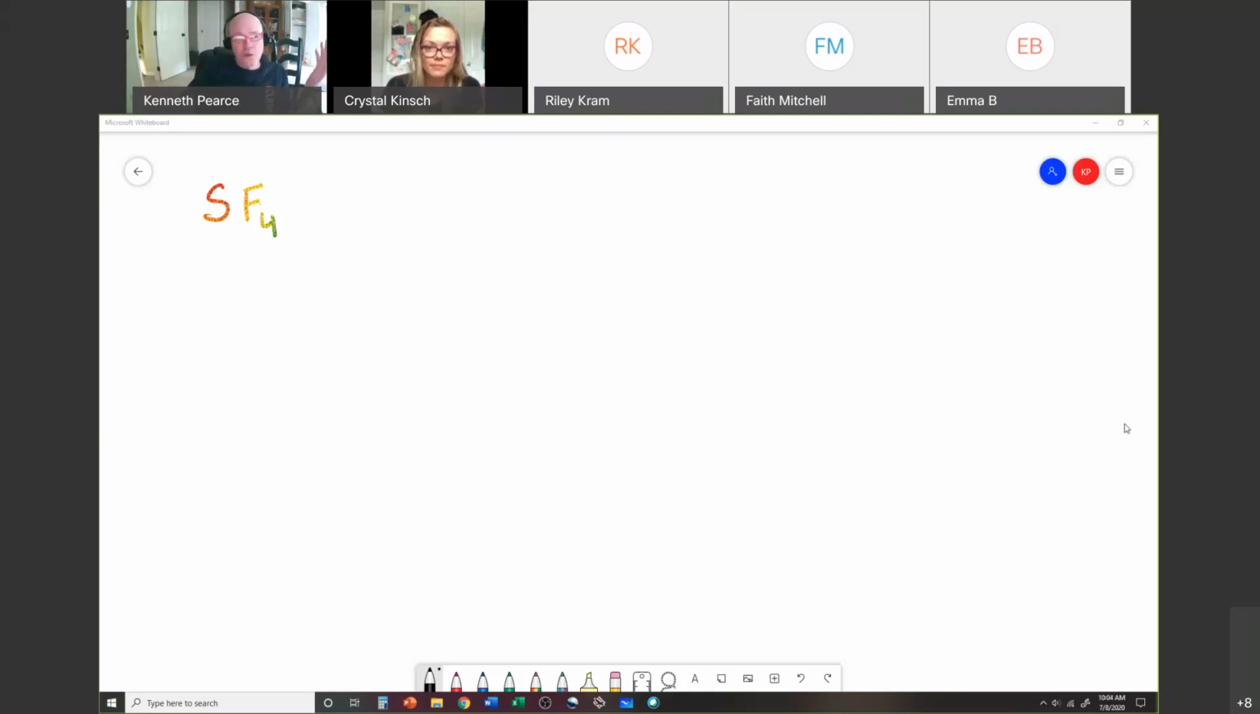So one of the first things we need to be able to do is name it. Let's name this. So we have sulfur, tetra, tetra means 4, right? Fluoride, sulfur tetrafluoride. Okay, so we can name this. This is one of our skills, right? And we can take a look at the individual bonds. Let's see the SF part.